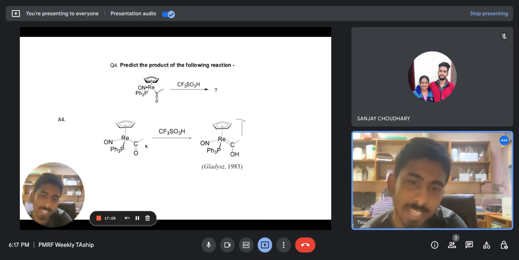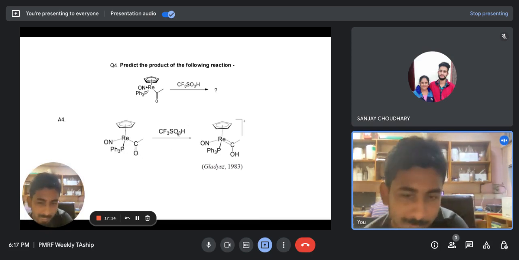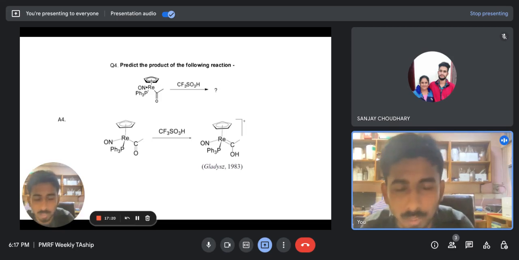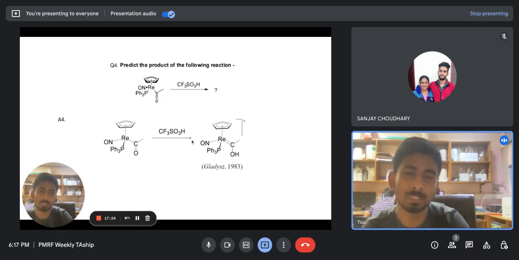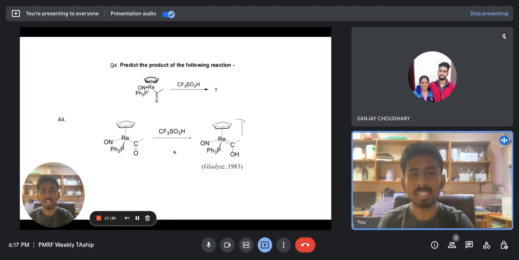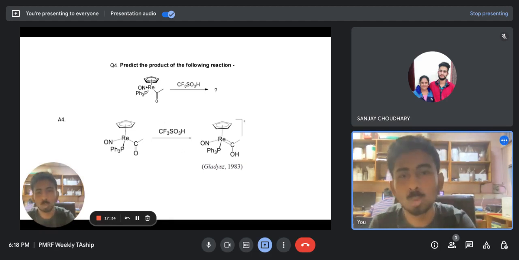What happens in the first case, this oxygen has a negative charge with lone pairs of electrons, and since trifluoromethane sulfonic acid is a very strong acid, because the trifluoromethane sulfonate moiety is a very strong and stabilized conjugate base, because of the presence of these 3 fluorine atoms, which are electron withdrawing in nature. So the SO3 minus group will be highly stabilized. So this has a pKa in the range of 1 to 2. So this is a very strong organic acid.